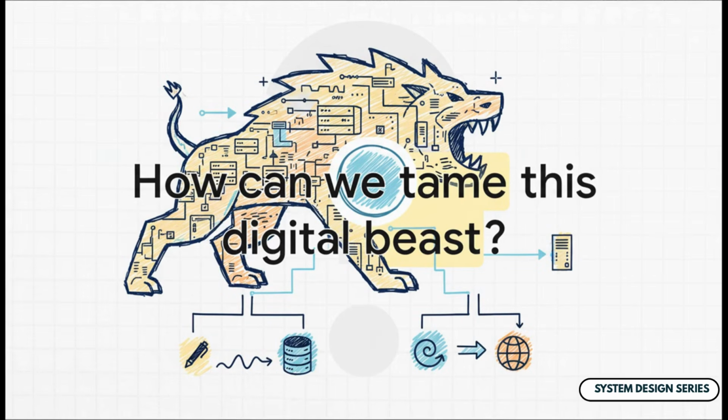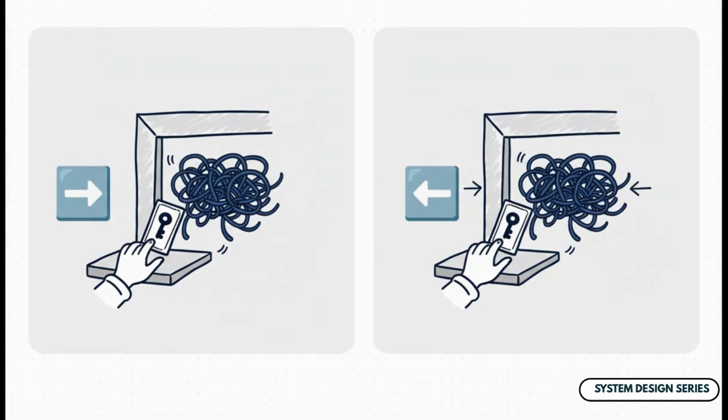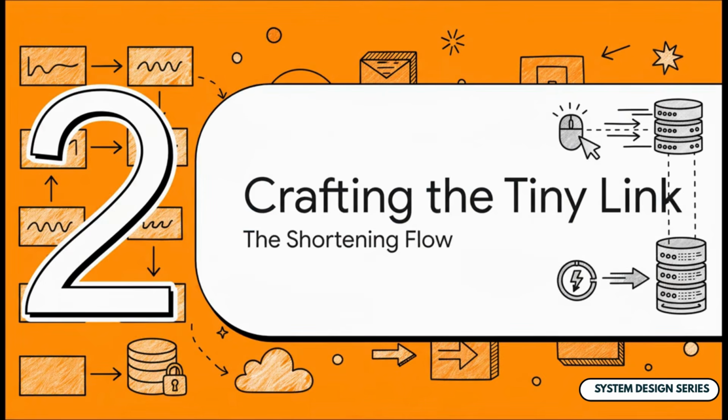Well, the answer is a URL shortener. And really, it all boils down to two core jobs. Think of it like a digital code check, seriously. The first job is shortening. You hand over that big clunky URL and you get a nice, small, simple ticket back. The second job, redirection. You show them your ticket and boom, you get your original long URL back. And you're sent right there. Simple as that.